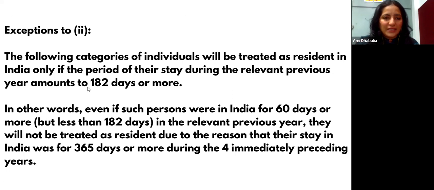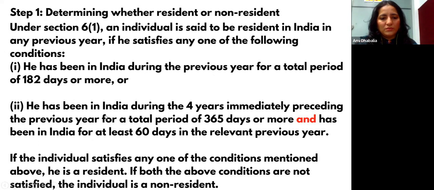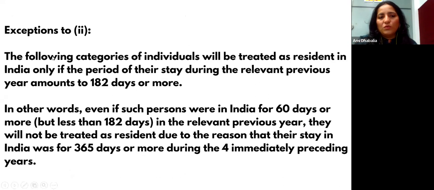Now, the following categories of individuals will be treated as resident in India only if the period of their stay during the relevant previous year amounts to 182 days or more. What they are saying is that condition number 2, that is this 60 days, 365 days in 4 PPYs, this 60 days will be replaced by 182 days. All right. So who are these people?